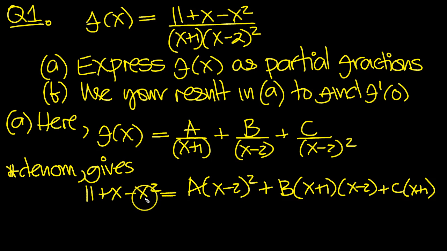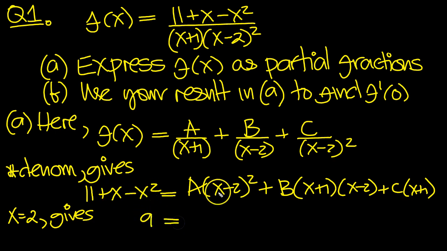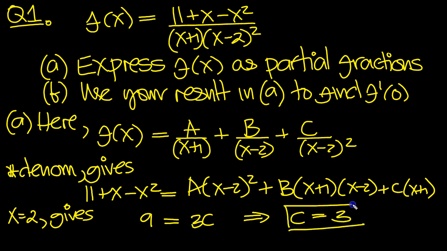Now looking at this, should we put in 2? X equals 2, it's quite easy, isn't it? Gives, so 11 plus 2 is 13, minus 2 squared is 4, 13 minus 4 is 9, 2 in here is 0, 2 in here will make this 0, 2 plus 1 is 3, so we get 3c. So that tells us then, move the 3 from times to divide, 9 over 3 is 3. So we've got that straight away, haven't we?